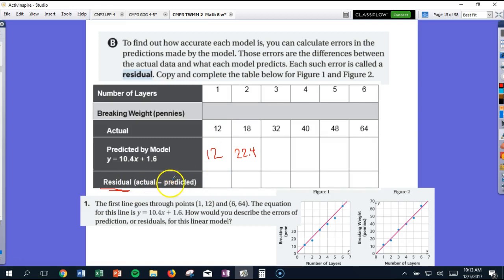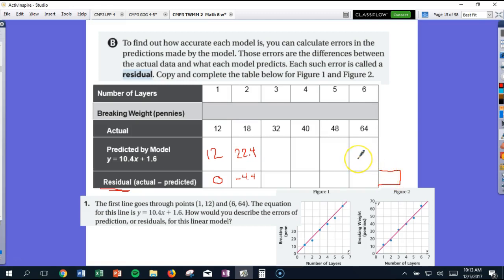So we want to take actual minus predicted. This line up here is actual, these are predicted, so 12 minus 12 is going to be 0. Okay, this one is going to be 18 minus 22.4, which is going to give us a negative 4.4. Once you get all of these figured and figure out all of your residuals, you're going to add them together all the way across here and then put your total of all of these residuals out here and see how close that is to 0.